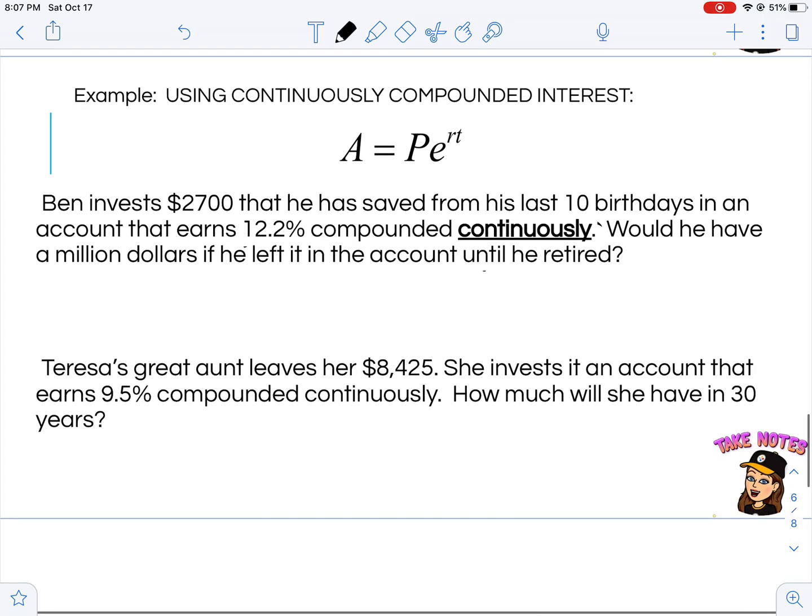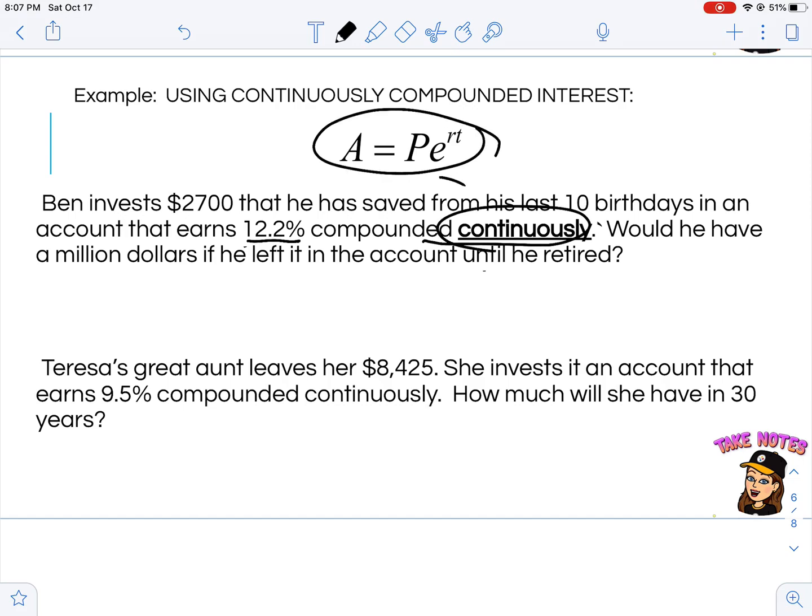Okay, so let's say Ben is investing $2,700 that he has saved from his last 10 birthdays, and he's going to put it in an account that gets 12.2%. Notice it says compounded continuously. So once you see that word, you know you have to use this formula, the Pert formula. Would he have $1 million if he left it in an account until he retired?